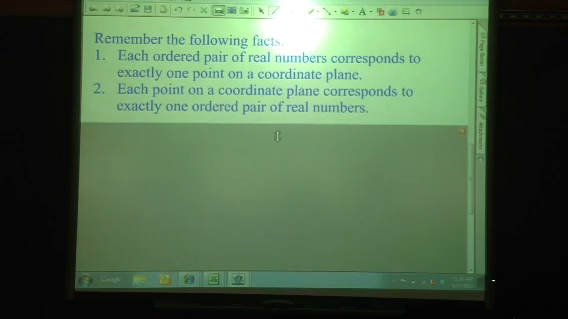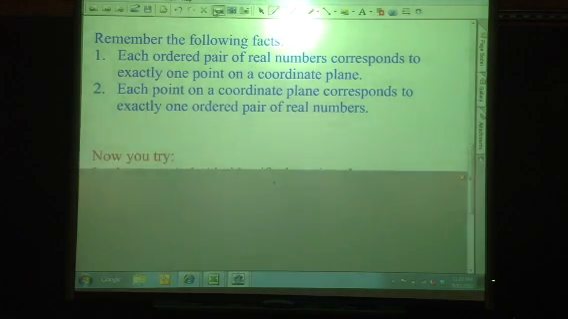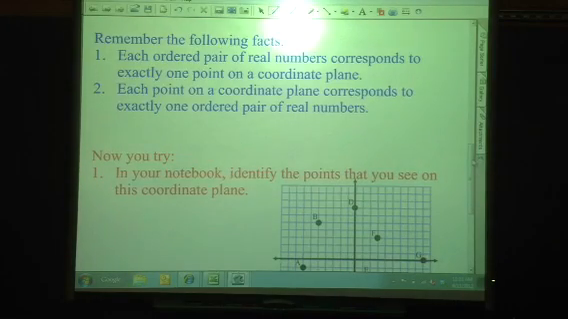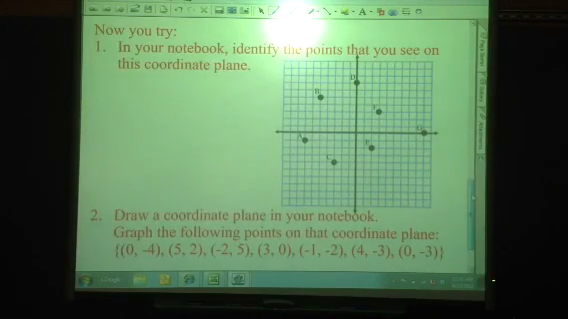Now I'd like you to give a few more things a try. First of all, go ahead and look at what I've done here. On my coordinate plane, I've identified A, B, C, D, E, F, and G. What I'd like for you to do is list the ordered pair that goes with each of those points. Secondly, I would like for you to draw a coordinate plane in your notebook and then graph the following 7 points. Once you are finished with that, you'll then be ready to go on to part 2 of the video, Relations and Functions.